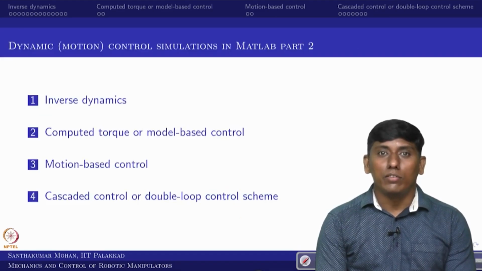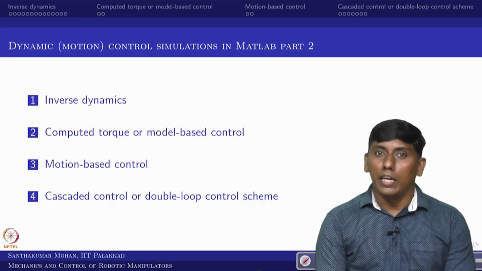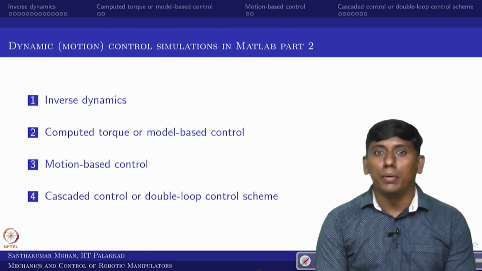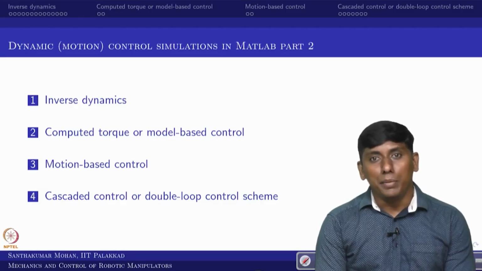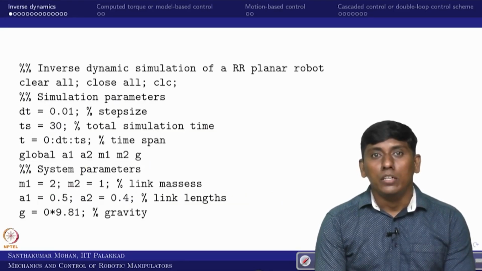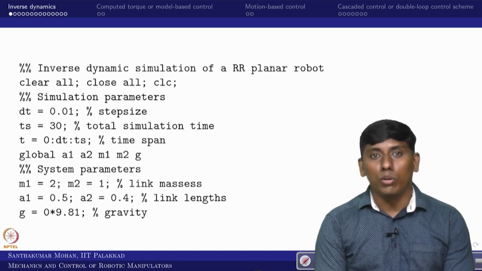So in that sense, we are trying to see what is inverse dynamics in task space. Then we will go to how we can modify the computed torque control when we require the task space variable or the desired variable. Similarly, we can see the motion based control, which we call PD and PID control, and then we will go to the dual loop or double loop or cascaded or backstepping control. So we will take the same scenario that we have seen in the dynamic control of joint space.